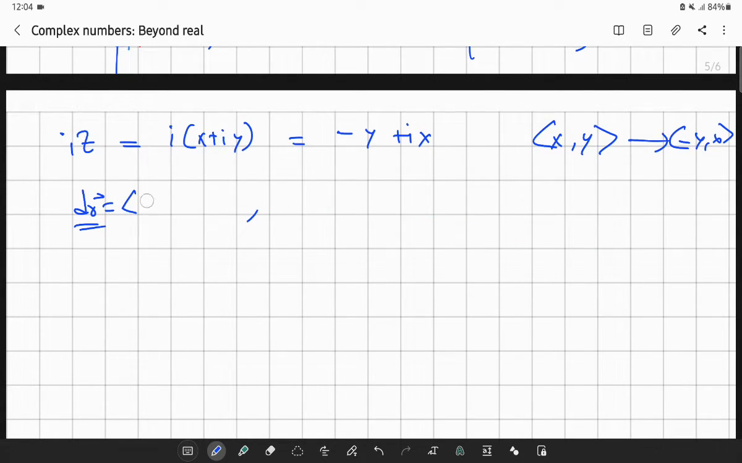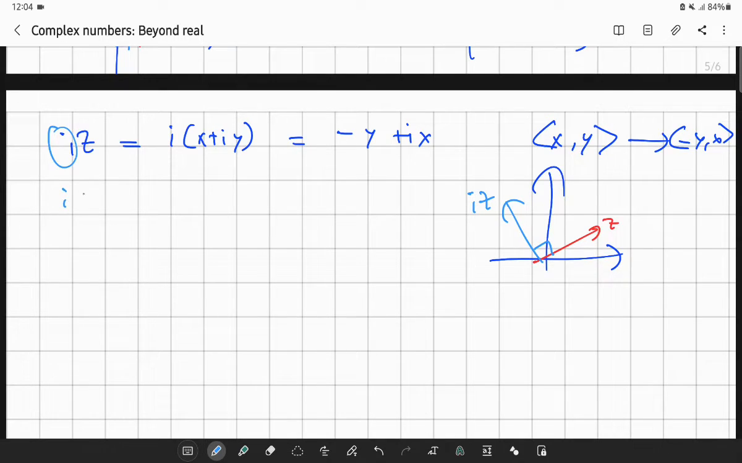And I can show you why this is the case. If I have a vector like this, and if I multiply this vector by i, z is going to be rotating this vector by 90 degrees, like this. This will be 90 degrees. This is iz. Okay, I can show you why.